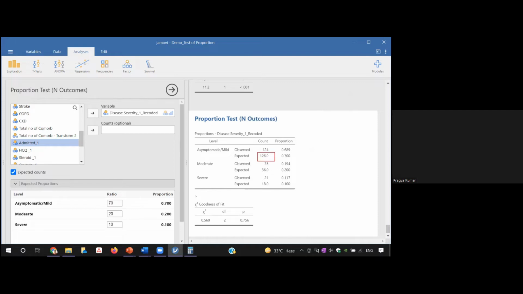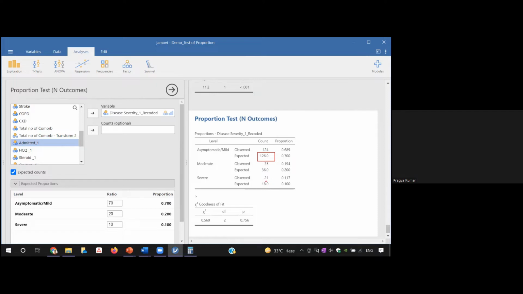So this is the expected, now you got it. Is it clear to all of you that 20% of 180 is 36, and 10% of 180 is 18? So this is the expected count. But the observed is different. It is 21, it is 35, and it is 124. You can see, I think previously it was not getting refreshed. That's why Venkatesh is right that it was taking 18.